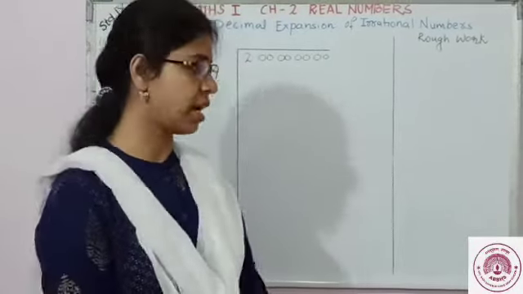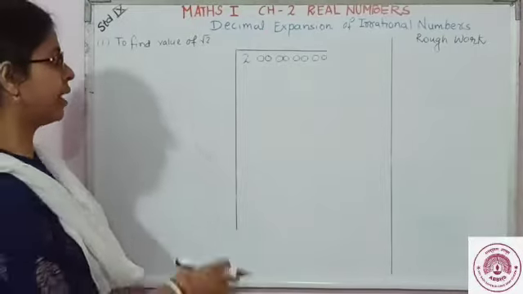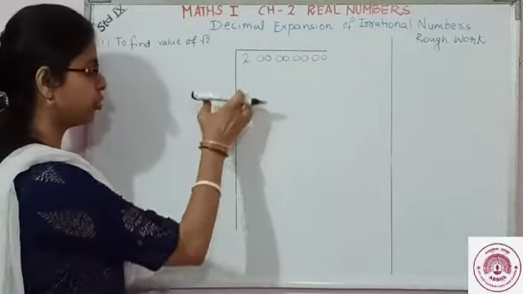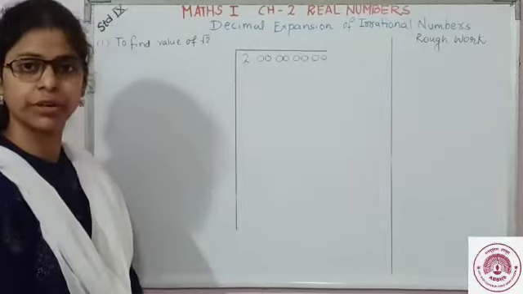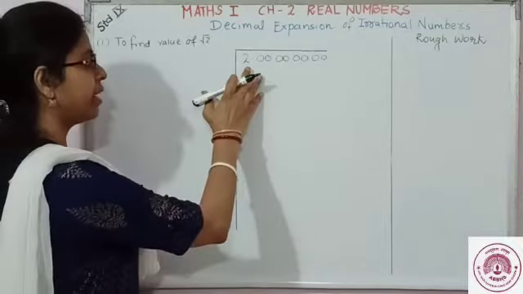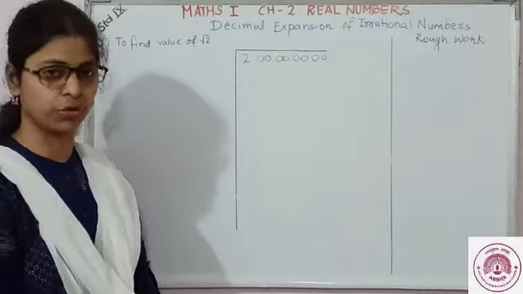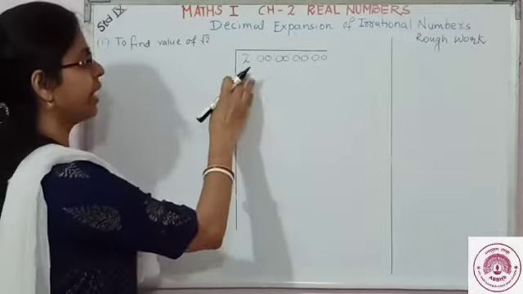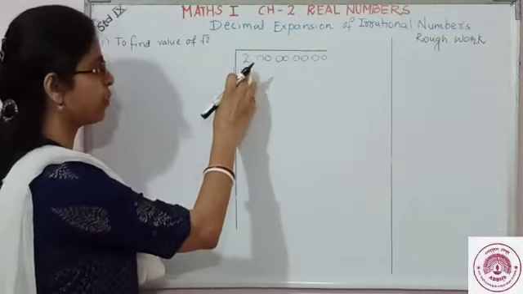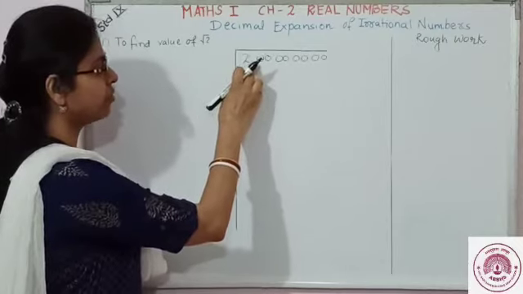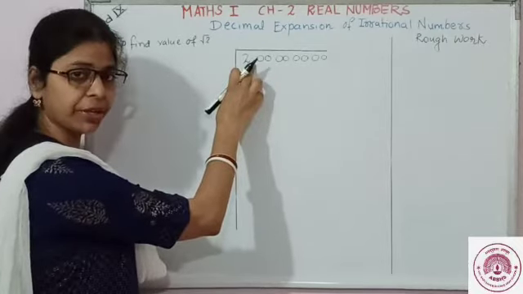Okay, so let's start. Now here for finding the value of root 2 you have to draw lines like this, fine, and then write down inside the value of which you want to find out the root value. So here we are finding the value of root 2. So after 2, I have put here a decimal point.